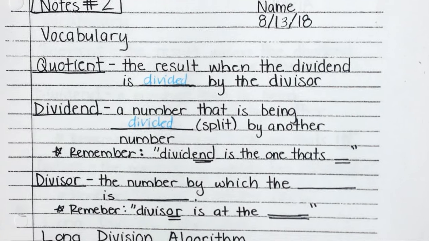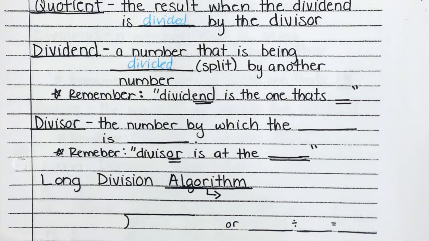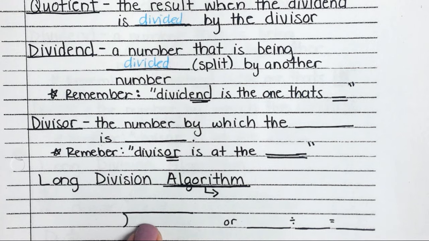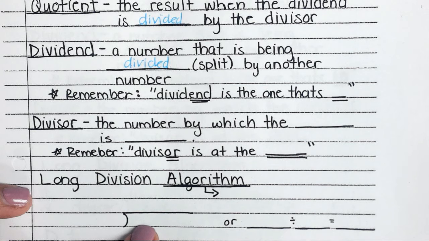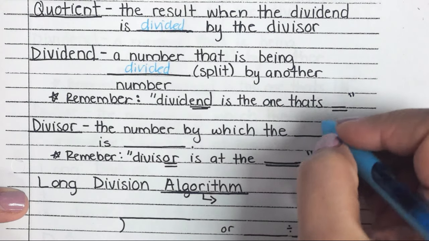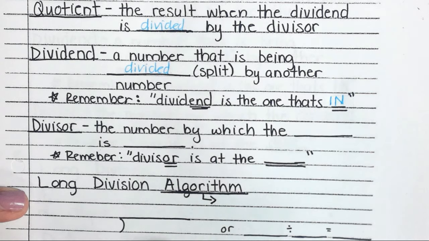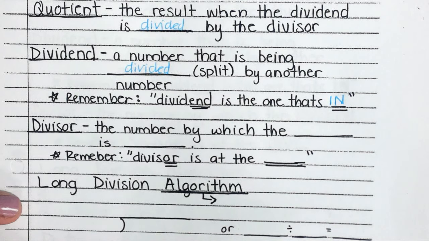One thing I want you to know, when we look at a division problem, look at it at the bottom. This is how we're going to be writing our division problems when we use our traditional algorithm, long division. Some people call this a division house, okay? Our dividend is the one that's where? In the den. It's inside. So the dividend will be the one inside the house.